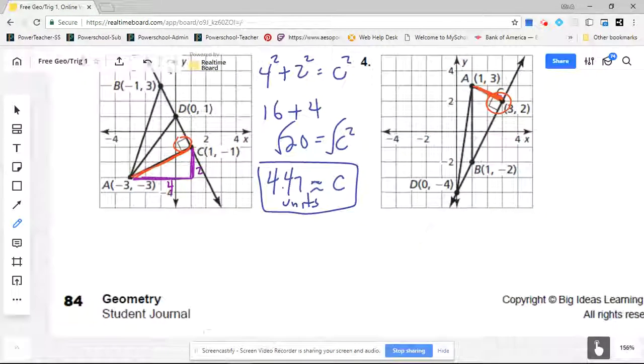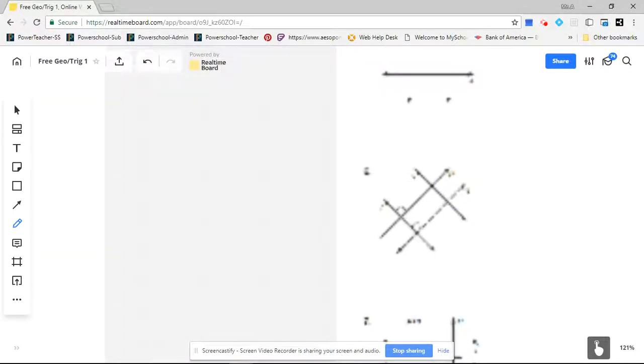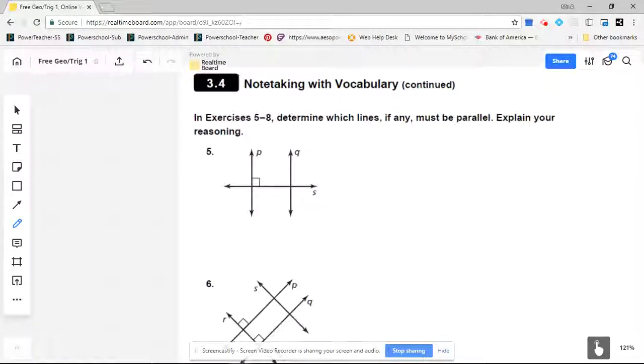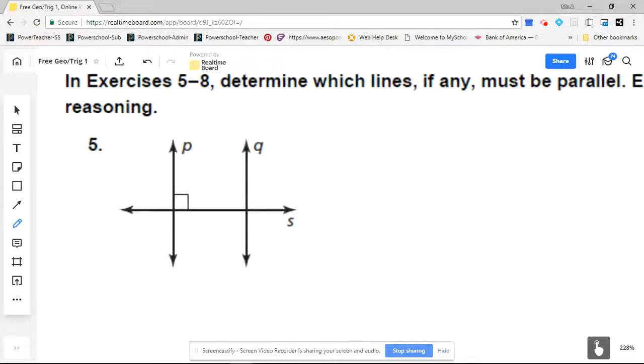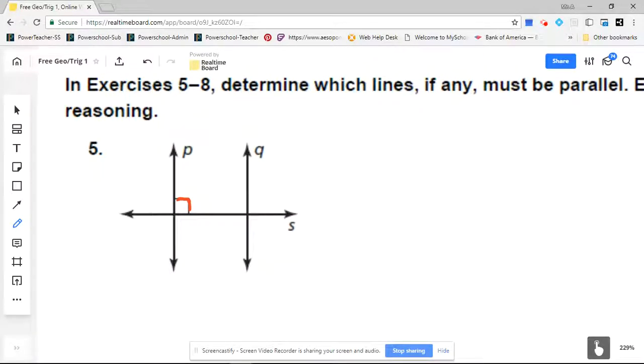All right, let's skip down to 5. Which lines, if any, must be parallel? Do you notice that they gave us a right angle for P to S, but nothing in Q to S? So this one, you would have to put not enough information. You need an angle in Q somewhere also. So not enough info.